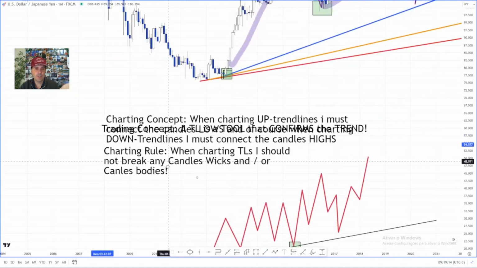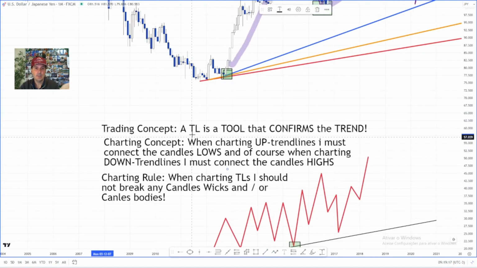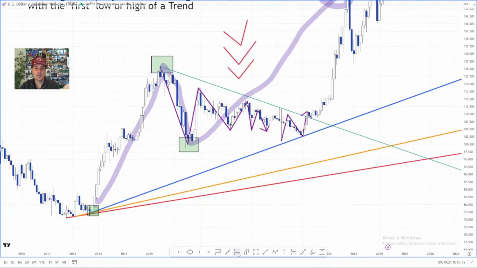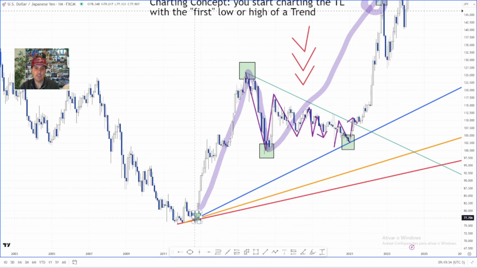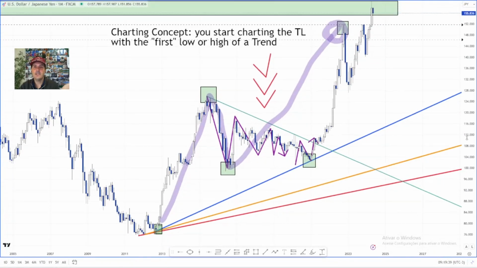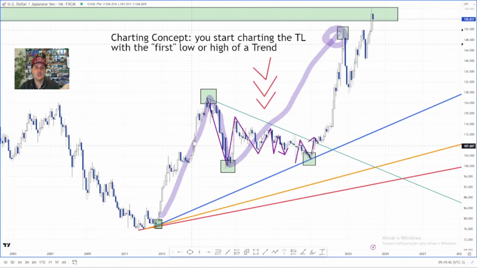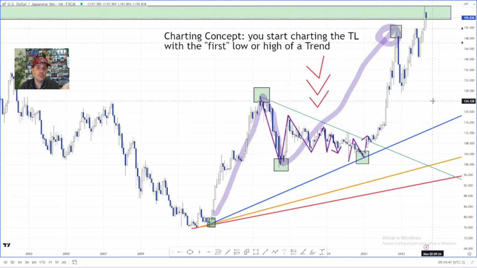Are there any rules that I don't remember? A trend line is a tool that confirms the trend. I must connect lows. Alright. Did we connect lows? Yes, we did. We connected this low with the blue line with this low. A trend line is a tool that confirms a trend. Is the trend line confirming the trend? Yes.